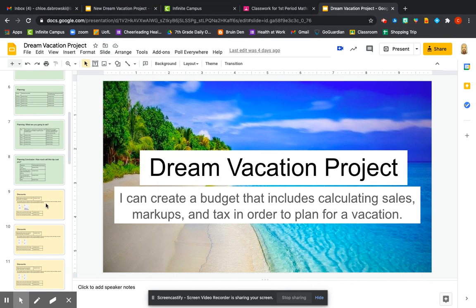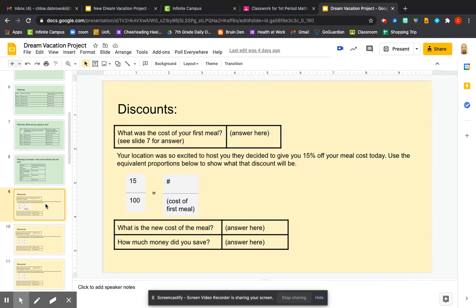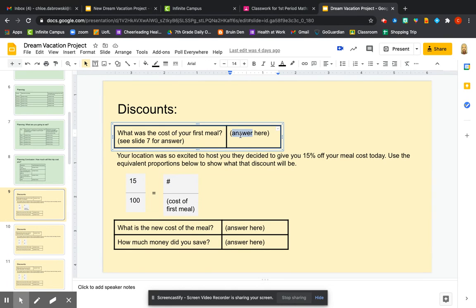If we go to our first discount page, what was the cost of your first meal? Hopefully you went back to your slide 7. I do not have anything on my slide 7, so let's say my first meal is going to cost me $20.